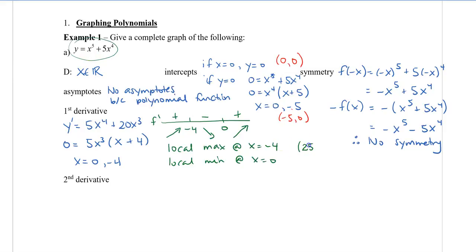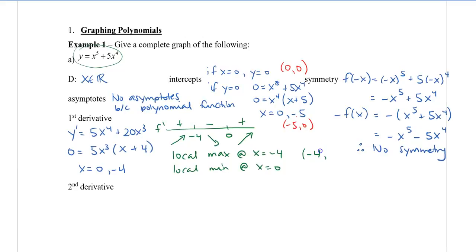So I'm going to say that this is going to be 256. I'm going to say negative 4 and 256 is going to be my maximum point. And then my minimum point when I plug in 0 is going to be 0, 0. Okay, so I'm going to put a box around this because I wrote it in a different color. So I have these points here. Notice these are actually the same.